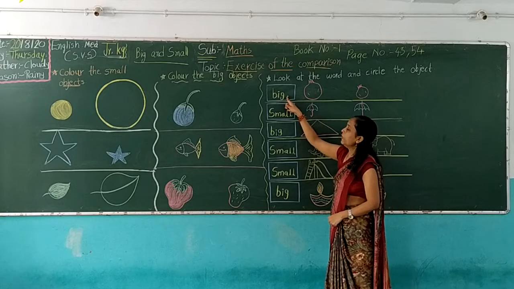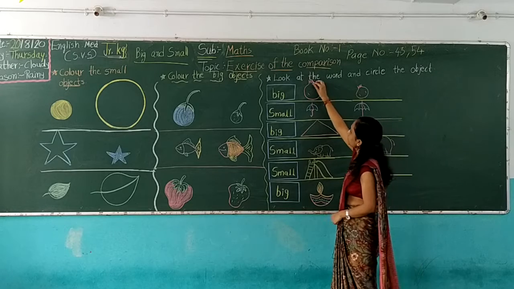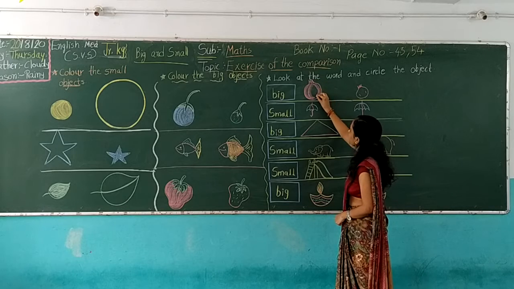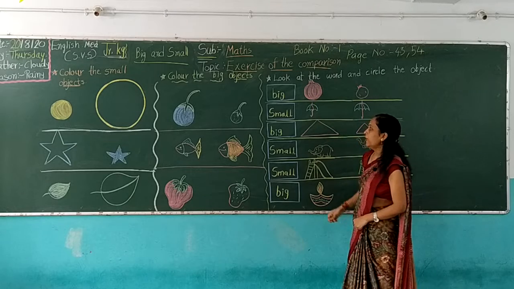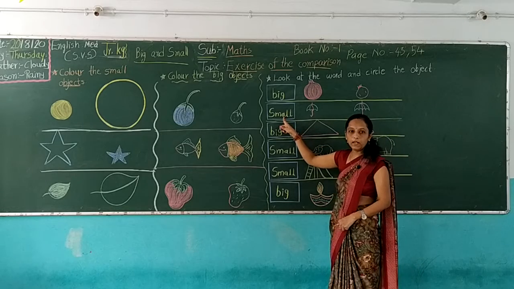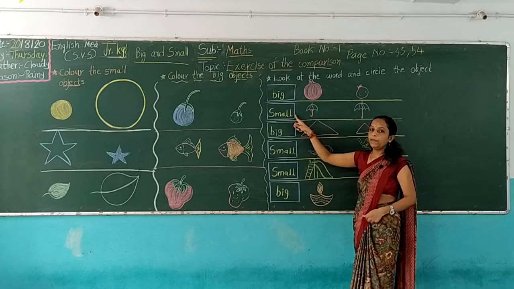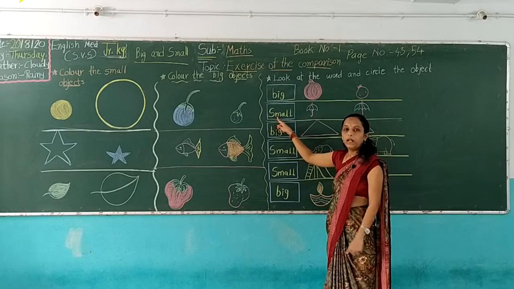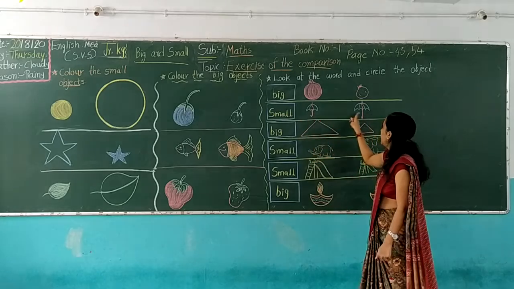Here I wrote, which word is this? Big. So color only the big object. And next, which word is here? Tell me. Read with me. Which word is here? S-M-A-L-L. Small. Again one more time. Read with me. S-M-A-L-L. Small. So which umbrella is small?